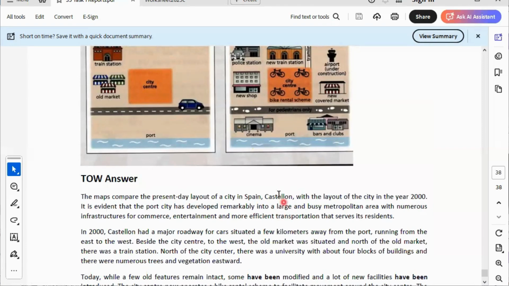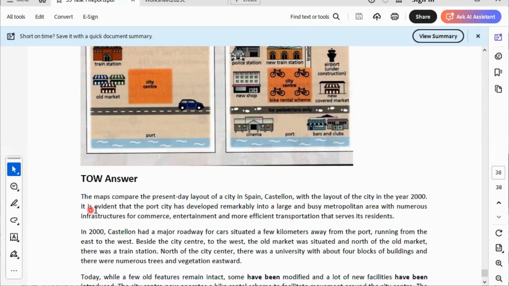Appositives can be identified if you remove this Castellon and continue the sentence, it will still make sense. The maps compare the present day layout of a city in Spain with the layout of that city in the year 2000. You can see it makes sense. So this Castellon is an appositive, it is not a compulsory thing. It's just giving us some extra information about the name of the city. Okay?